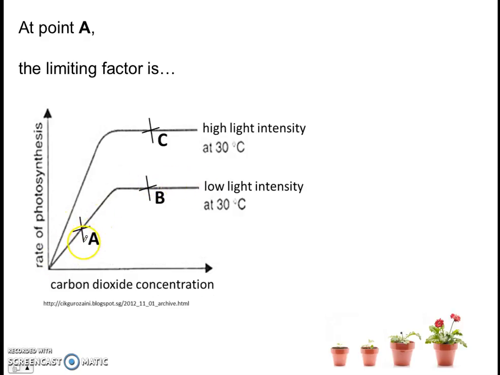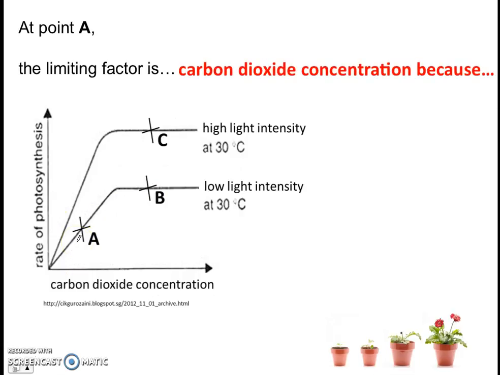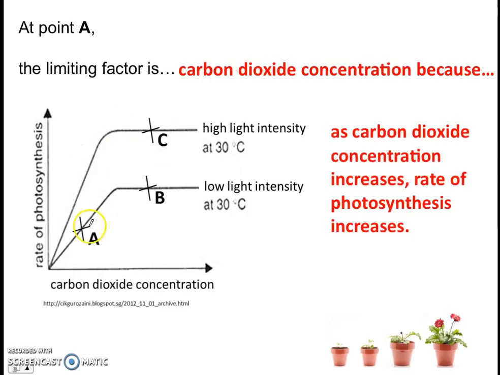And at point A, the limiting factor is carbon dioxide concentration. Now why? Because you can see that as carbon dioxide concentration increases from point A, looking at the lower curve, the rate of photosynthesis also increases, right? So it's carbon dioxide concentration that is the limiting factor.